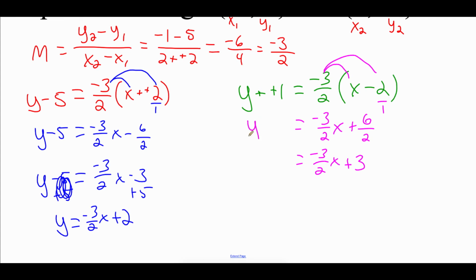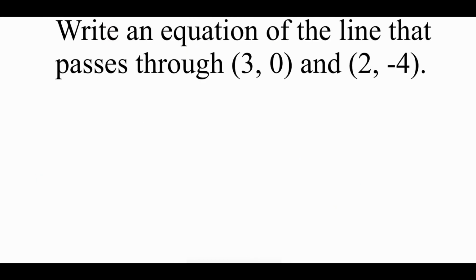On the left-hand side, we still have the y plus 1, but our goal is to get y alone, so we're going to subtract the 1 from each side of our equation. So we get y equals negative 3/2 x plus 2. Now, typically, it's not necessary to do both cases using both of the ordered pairs. I just wanted to show you that you would get the exact same answer regardless of which point you chose to work with. So here's another example where we want to write out an equation using 2 points.